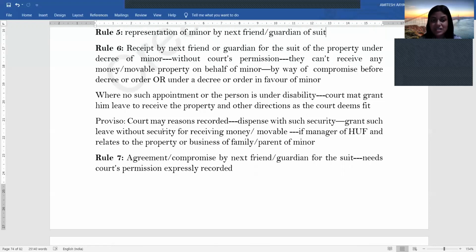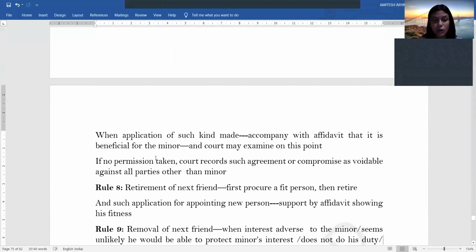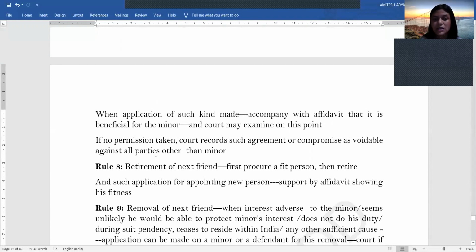Now, Rule 7 is saying any agreement or compromise by the next friend or the guardian of the suit needs the court's permission, and the same has to be expressly recorded. And whenever the same is done, again give an affidavit that this thing is beneficial for the minor. The court can examine on this point. If no such permission is taken from the court, this particular agreement or compromise is taken as voidable except as against the minor.